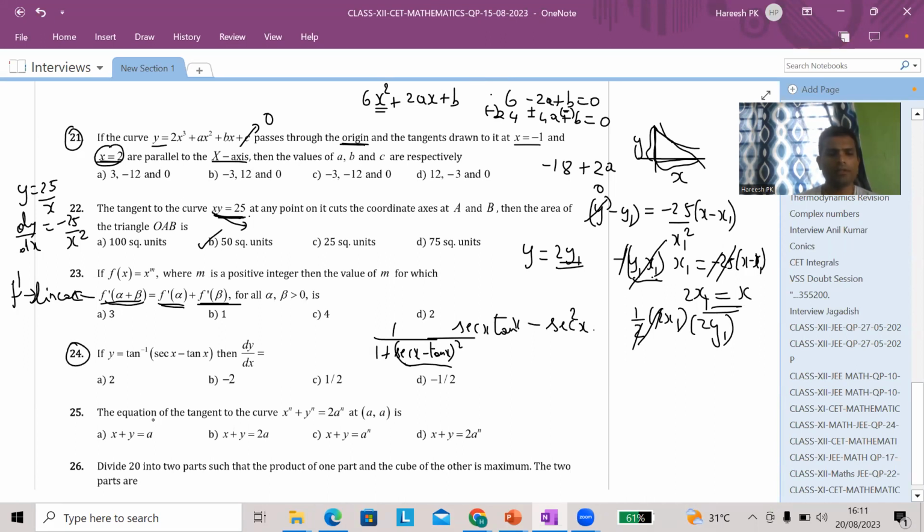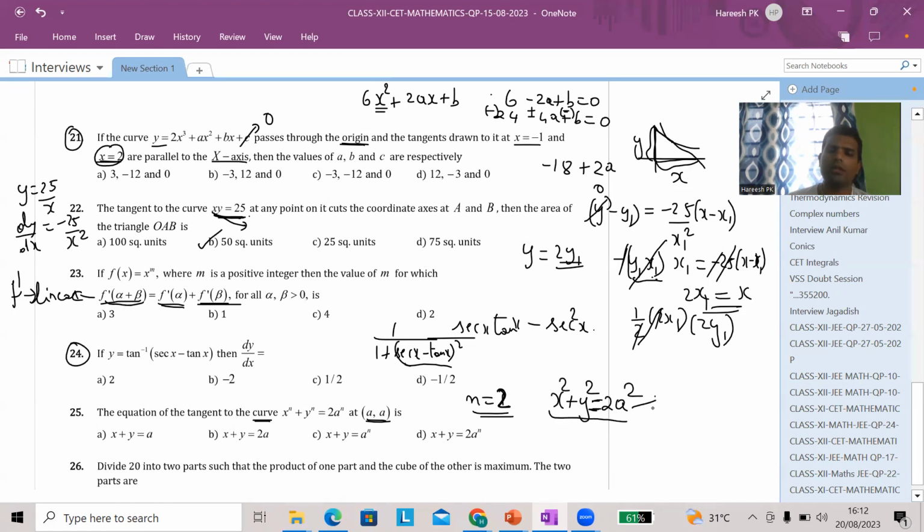I'll look at this later. Equation of tangent to this curve at a comma a. Because the options are having n, 2 options, let me assume n as 1. When I assume n as 1, the curve is x plus y is equal to 2a. Or let's assume n as 2. So the curve is x square plus y square is equal to 2a square. Now this is the equation of a circle.